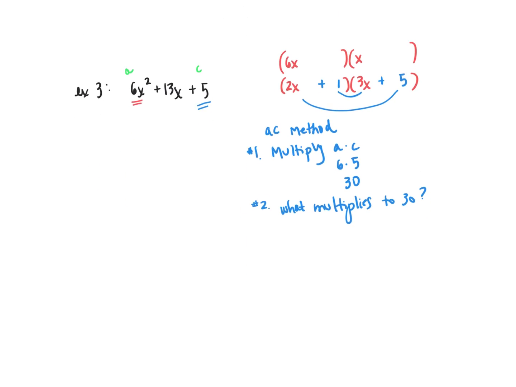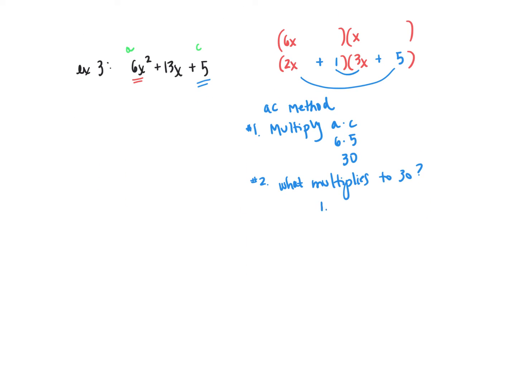You have, of course, 1 times 30. You have 2 times 15. You have 3 times 10. You have 5 times 6. You also have the negatives, but I do notice that this middle term is positive.